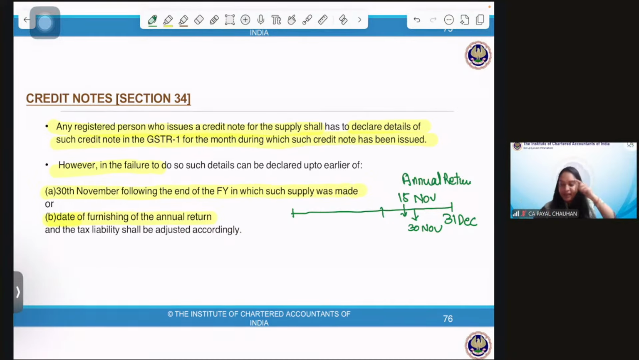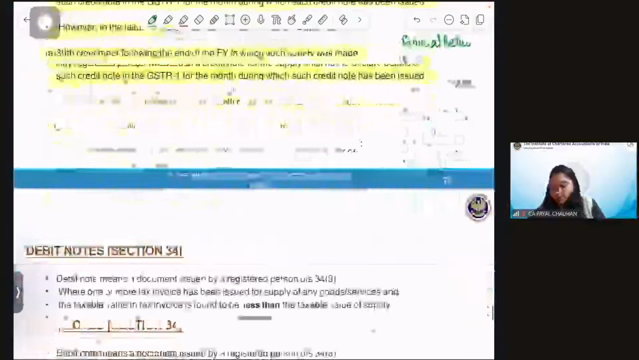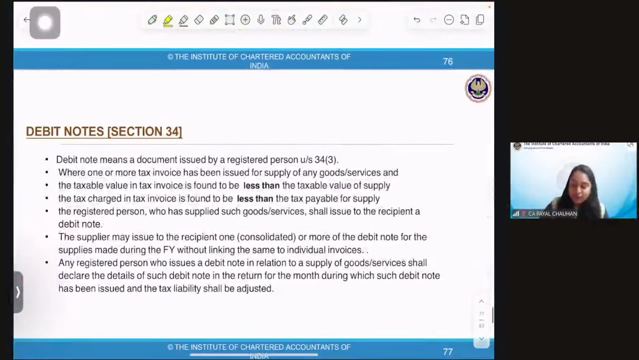Can I ask you one more thing? Now tell me another example. If I have not filed my annual return till 30th December, and I will be filing my annual return on 30th December, what is the last date of giving the information of the credit note? Perfect, 30th November. You people get it. Now we have the last one, debit note.